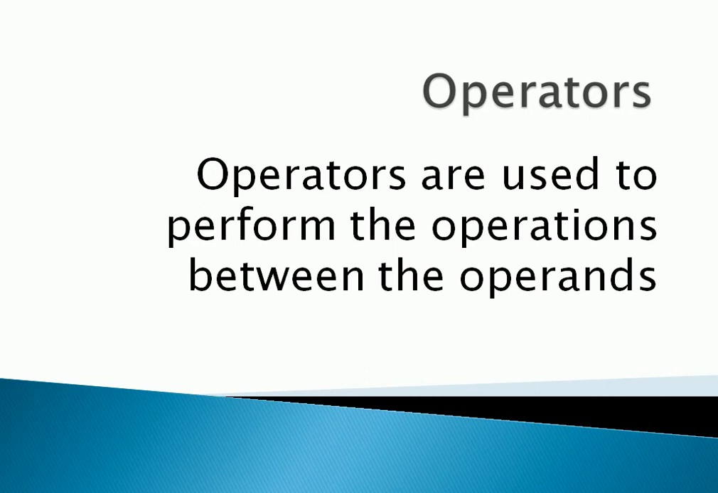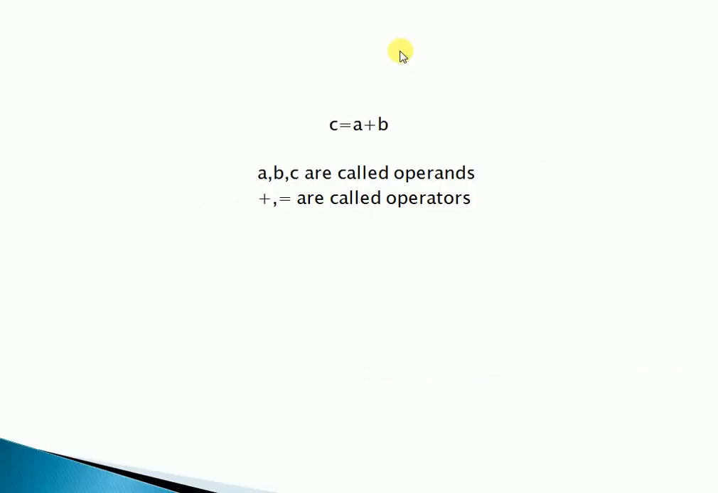What is meant by operands? See, in this expression, C equals A plus B, A, B, and C are called operands. Plus and equals to are called operators. Here plus means it performs the addition operation, and equals to means it performs the assignment operation. Operators are used to perform operations between the operands.